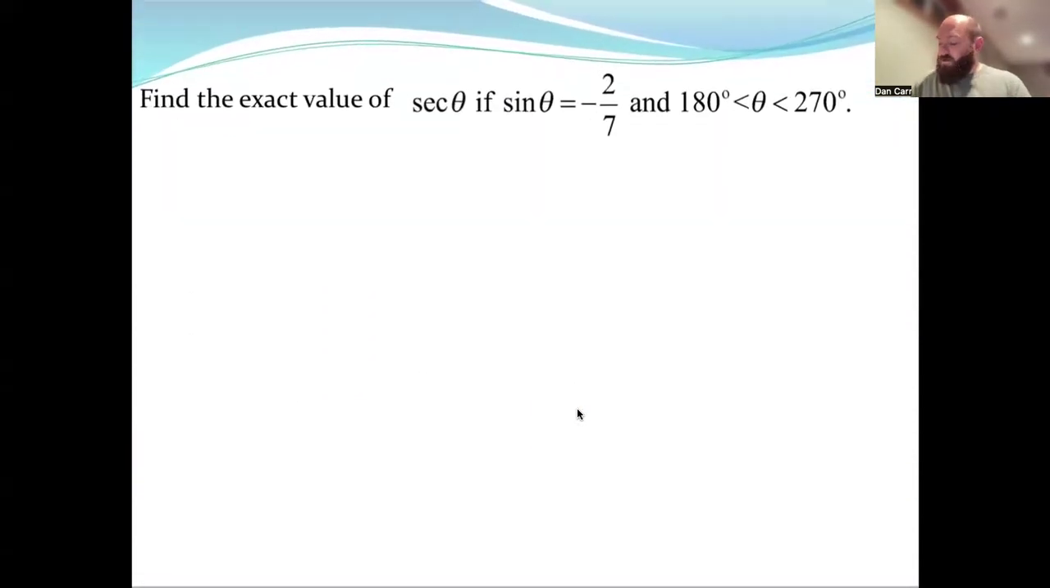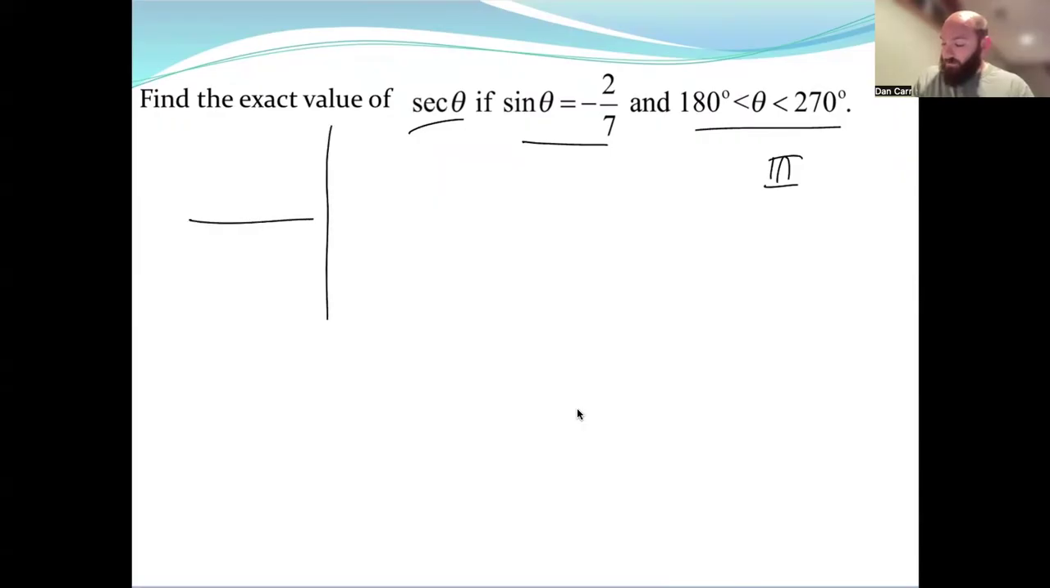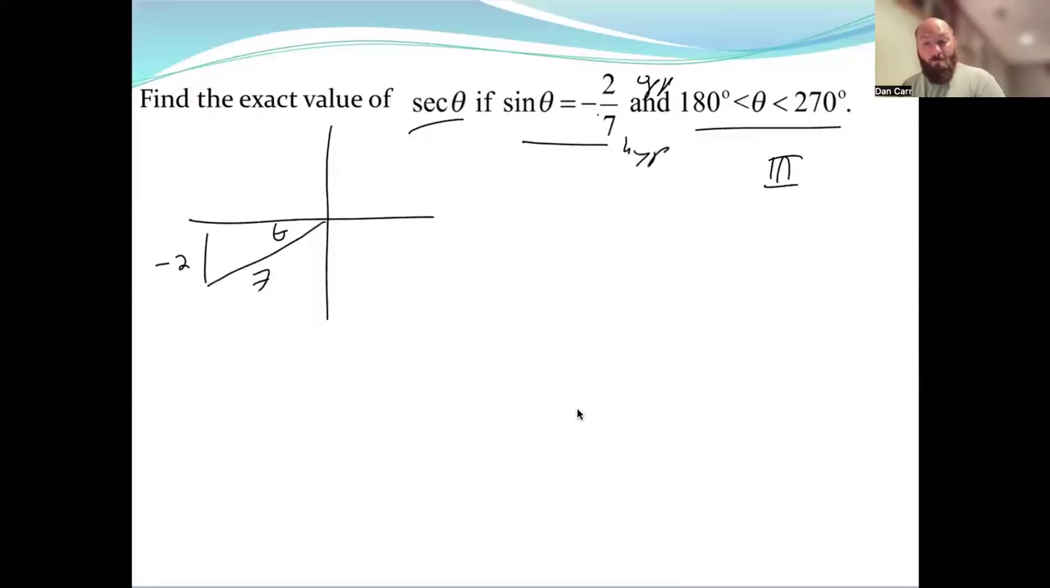All right, find the exact value of secant theta if sine theta is equal to negative 2/7, and this is our limitation. So this is going to be quadrant number 3, when it's in between 180 and 270. So we're going to model that on here. Negative 2/7, that is again opposite over hypotenuse. So that's going to look something like that. Negative 2 and then 7. So this will be my reference angle theta.